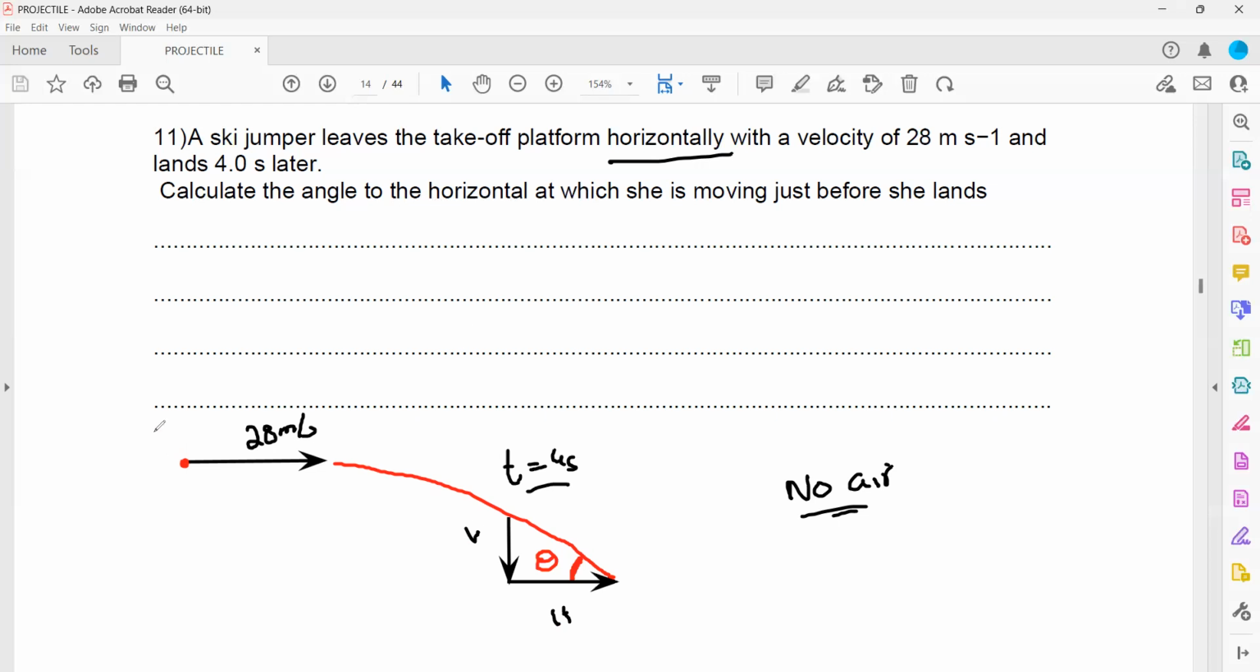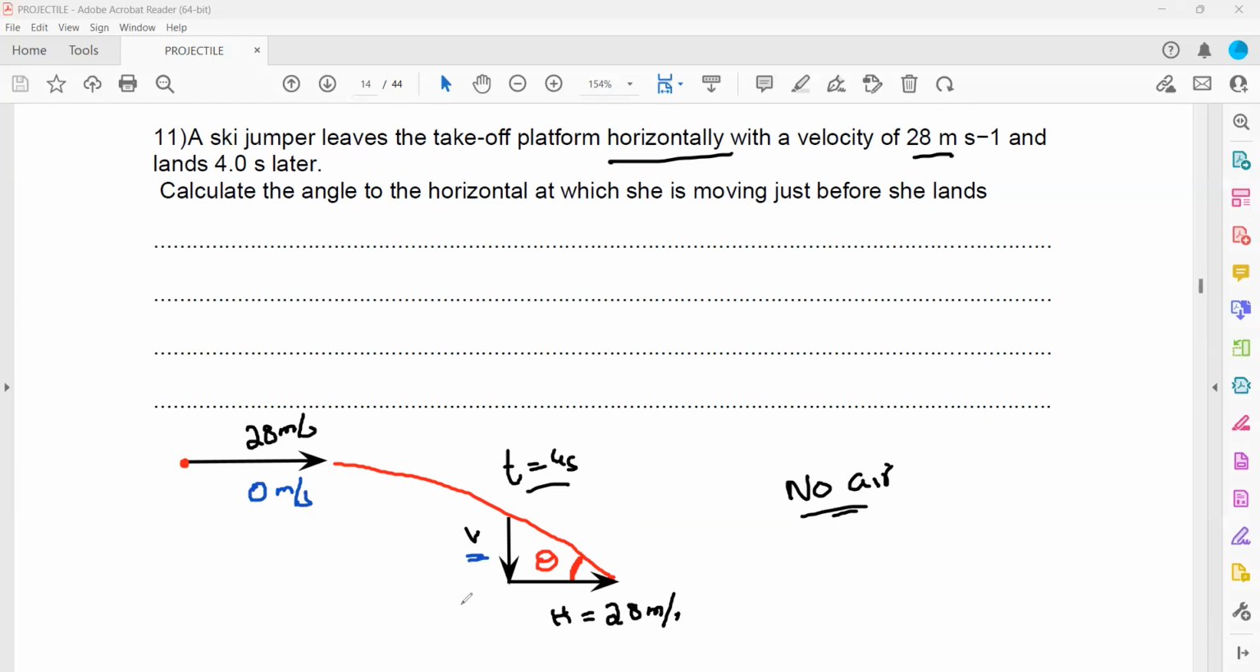So if she moves horizontally in the beginning with a speed of 28 meter per second, then the horizontal component as she's landing will be 28 meter per second. So we have the horizontal component, that we don't have to calculate. But what about the vertical component? As in the beginning she moves horizontally, the initial vertical component is 0.